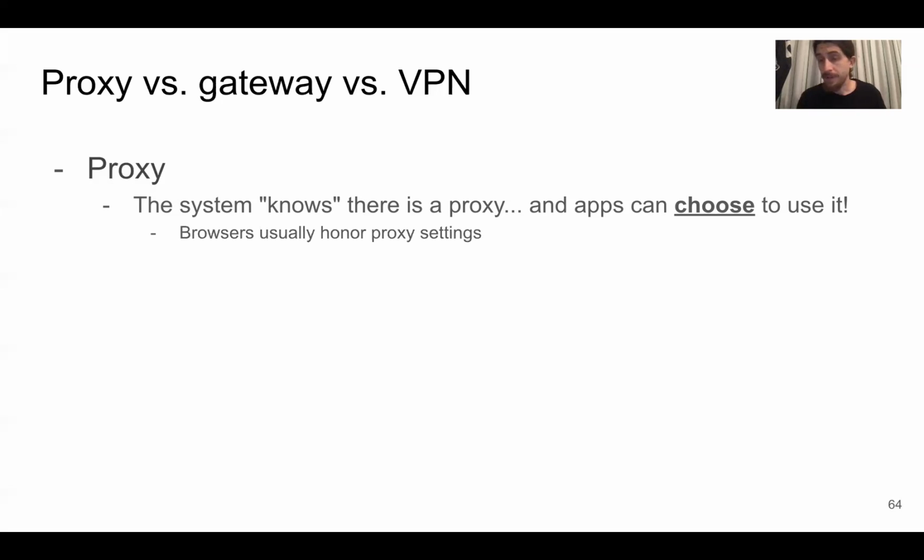Browsers usually honor the proxy settings. So if you configure your machine to use a proxy, Chrome, Firefox, all these browsers would check if this was set, and they would honor it. Or in a browser, you can say, please redirect everything through this proxy. This stuff is usually honored. But in terms of raw connections, there is no guarantee that this is going to be honored.